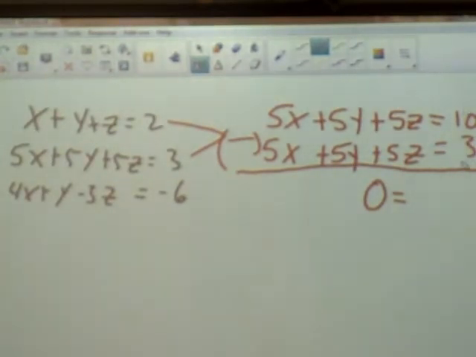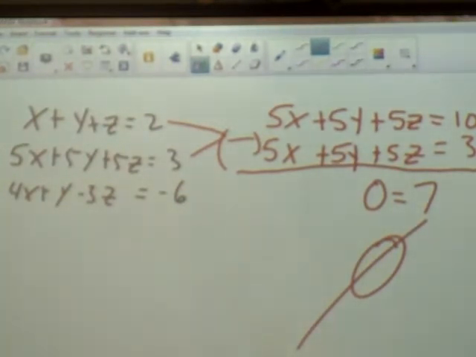Over here though, what's 10 minus 3? 7. So we've got a sentence there that says 0 equals 7. Is 0 the same as 7? No, that's wrong. 0 is never 7. 0 cannot equal 7. When you end up with a wrong statement, that automatically means you're done. You just have to write your answer as no solution. A circle with a slash through it means no solution.